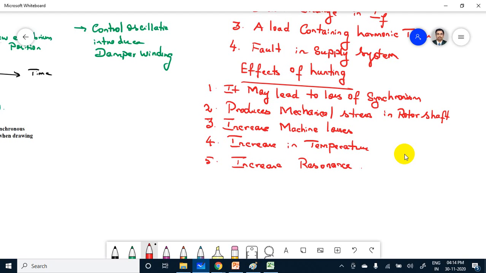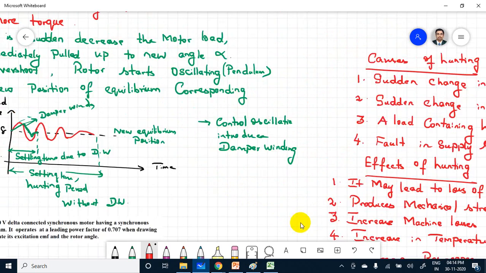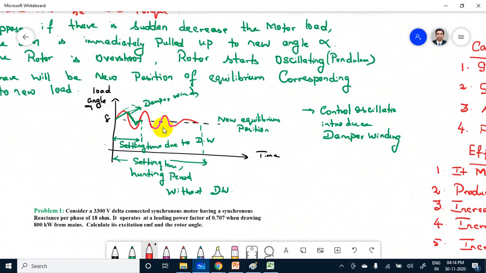Resonance will be happening in the winding arrangements. Now, how to minimize, eliminate, or avoid this hunting? The first method: we have to introduce the damper winding arrangement, because the damper winding, which is made up of copper or aluminum material, will minimize this hunting.